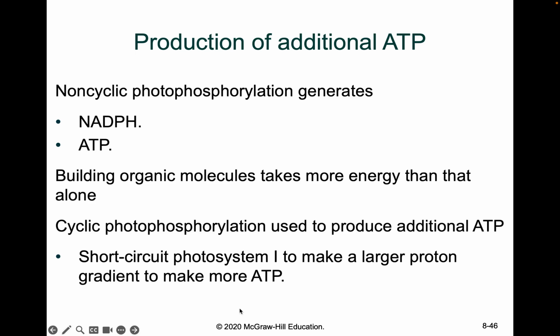Of course, remember, only in non-cyclic phosphorylation do we generate NADPH and ATP. Cyclic, we only produce ATP. This is very important because ATP and NADPH fuel the production of glucose. Creating glucose is very endergonic, so we need energy for this. But we are also creating new compounds, so we need electrons. NADPH is going to be that source of electrons.